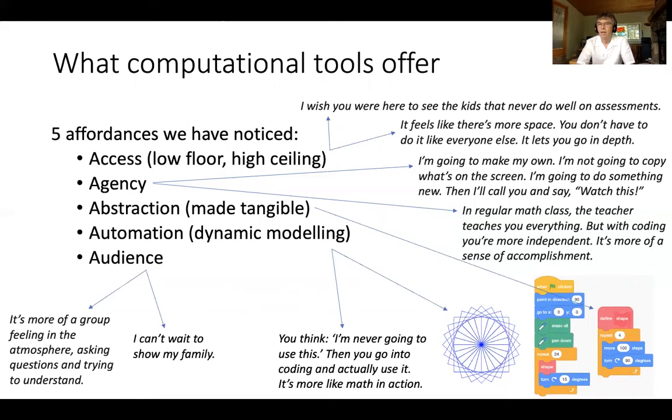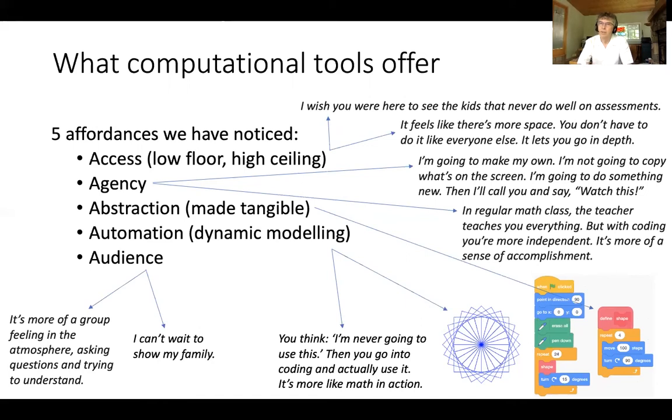Agency. In one of those classrooms that I worked in, a grade 3 classroom, this was the first coding activity. And we did what you see at the bottom there, which is draw squares in a spiral pattern. Once we modeled that physically and did the coding as well, students were to try and create their own. This young student came up to me and she said, I'm going to make my own. I'm not going to copy what's on the screen. I'm going to do something new, and I'm going to call you and say, watch this. So that's agency.